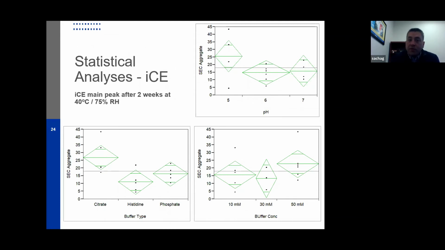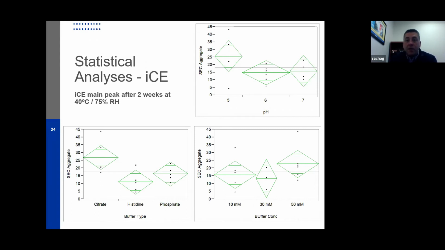We will also look at the ICE data. ICE data is telling us the same story. Basically, we want to stay between pH 6 and 7. We want to avoid the citrate buffer. In fact, histidine seems to be a bit better.